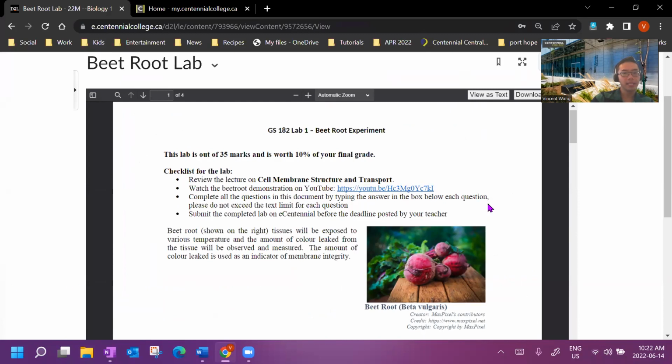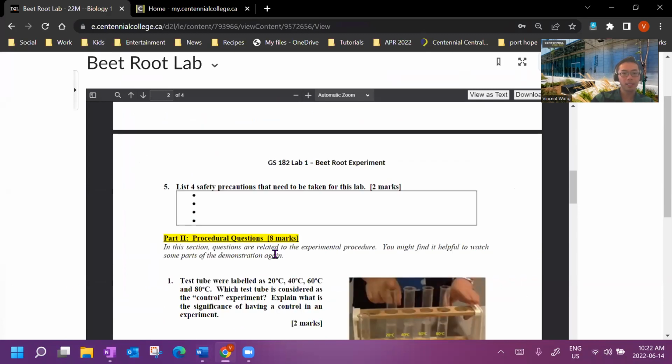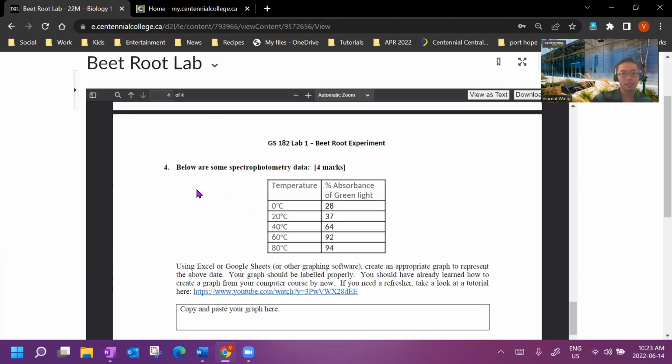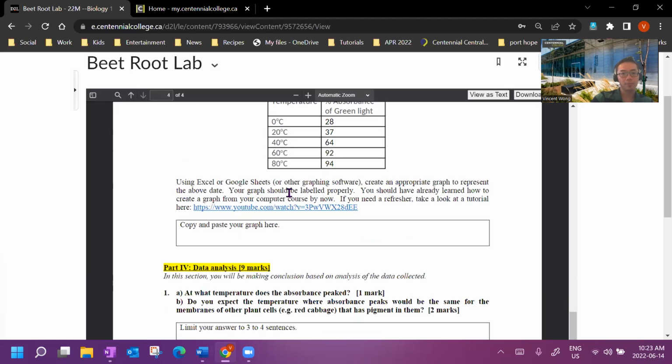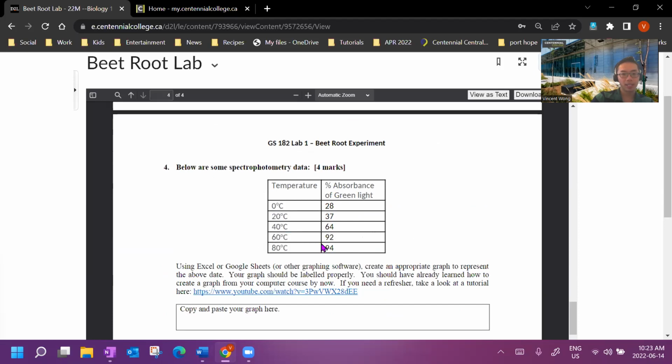Hima said, do we need to make a graph? Yeah, I was telling you, right? There was one question here. Below the spectrophotometry data, you have to take these data, make the graph, label the graph, and paste the graph here, right?